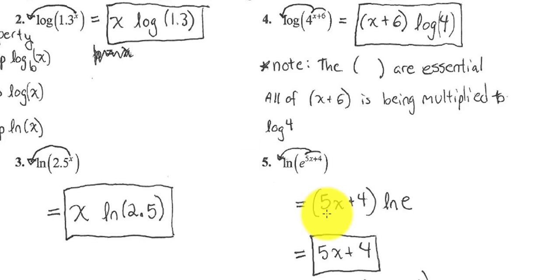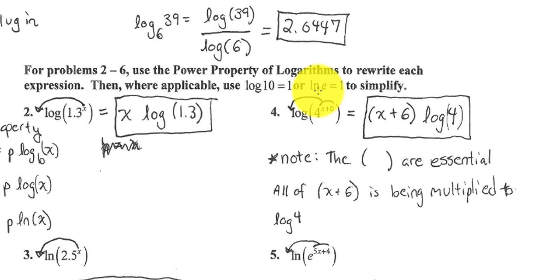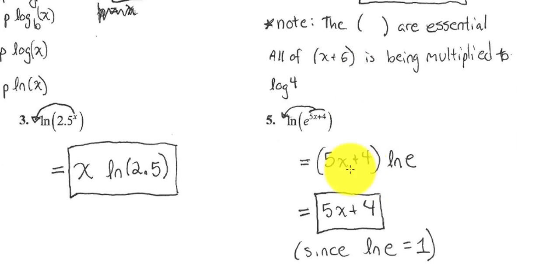Place the exponent in front. And here's a little identity here. Look, we have natural log of e. And if you look up top, natural log of e is actually equal to 1. So we really have 5x plus 4 times 1, right? Because this is equal to 1. So 5x plus 4 times 1 is just 5x plus 4.